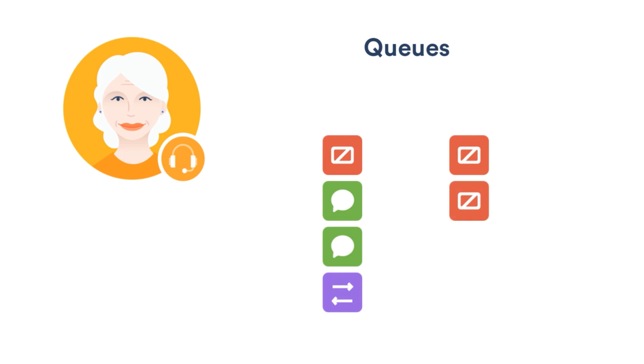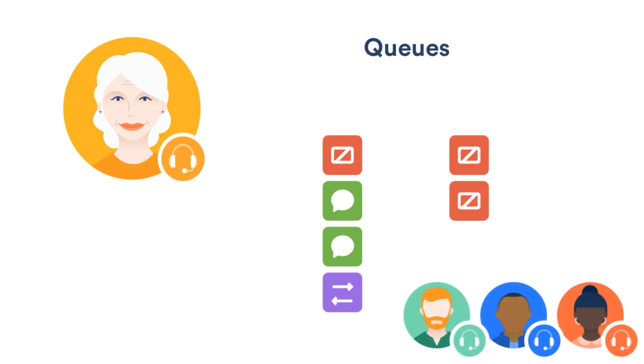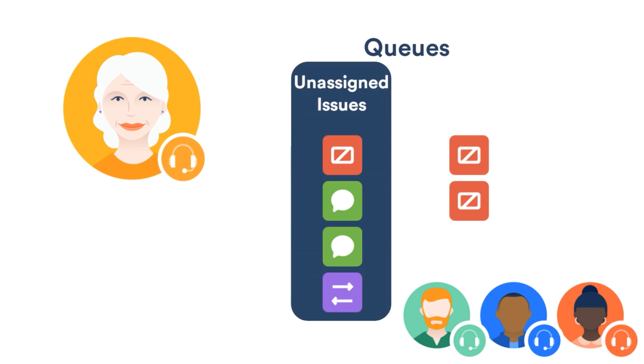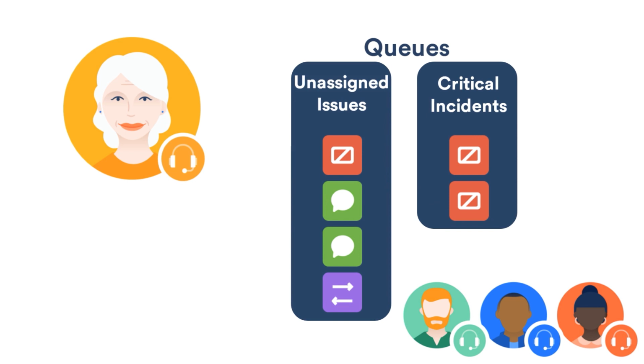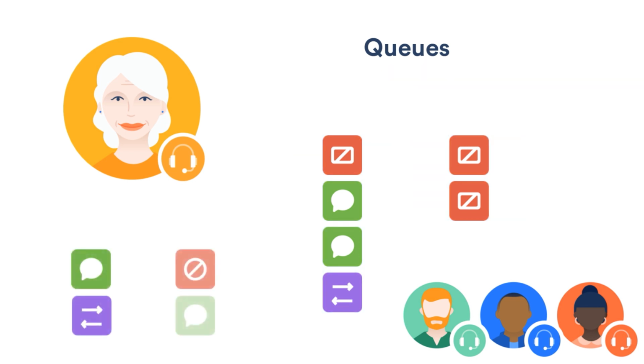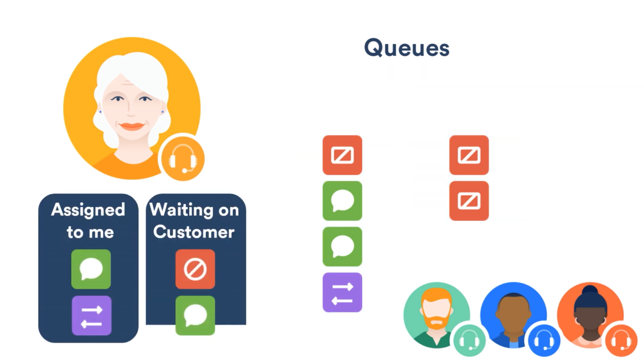Hi, it's Caroline again. On our service desk, we organize our issues into queues. When customers submit requests, they're all automatically placed into queues. These are shared so all our support team members can see them. We can quickly see what to work on next by monitoring the unassigned issues and critical incidents queues. I can also manage my issues with my own assigned to me and waiting on customer queues.